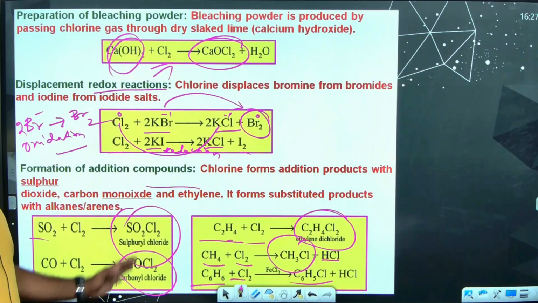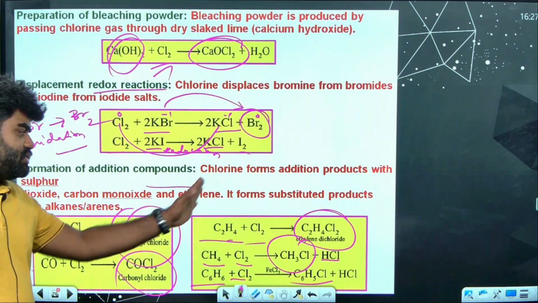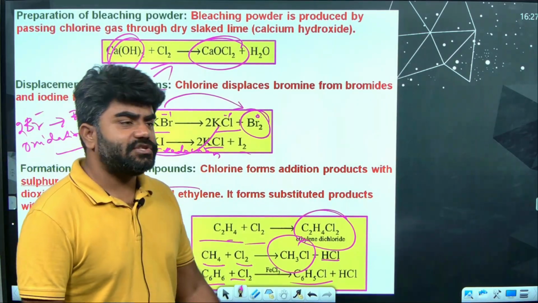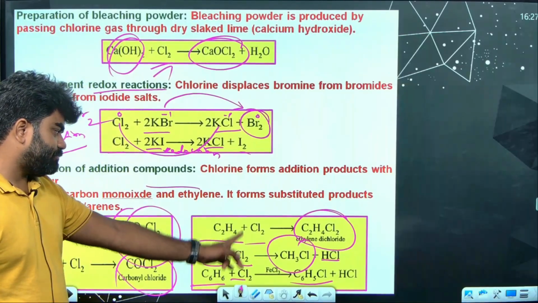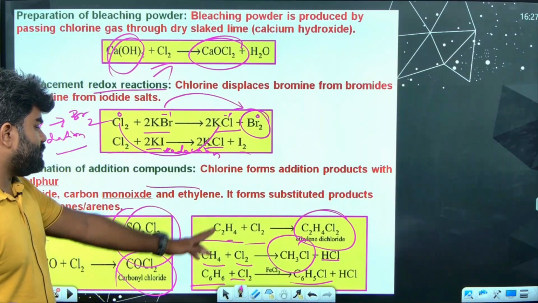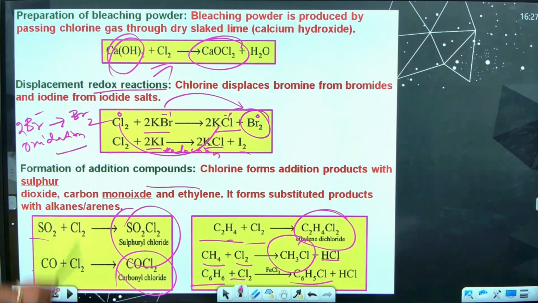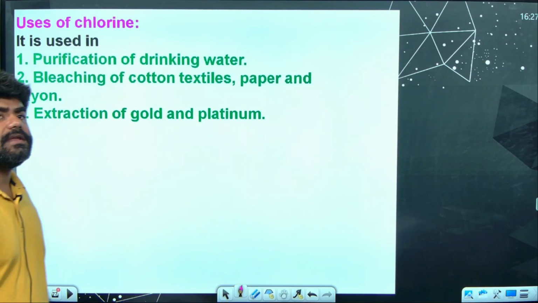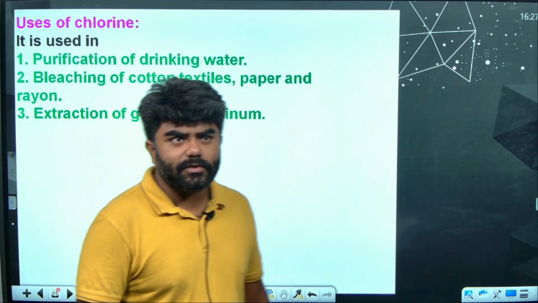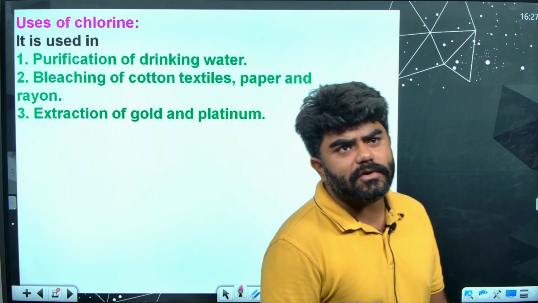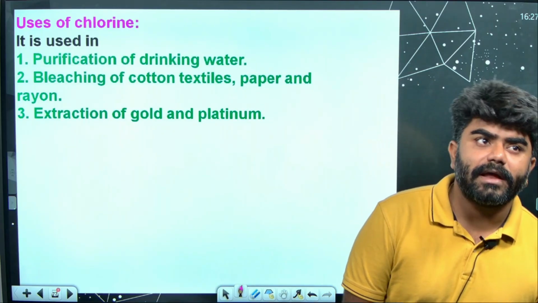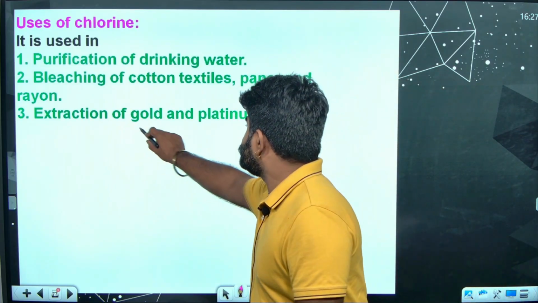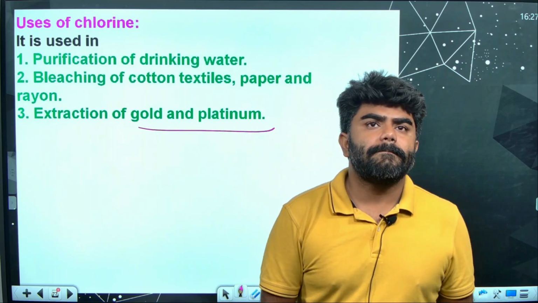So these are some important addition and substitution reactions. These are substitutions, right? This is addition, and this is also addition. Now, looking at the uses of chlorine, it is used in purification of drinking water and also bleaching of cotton textiles, paper and rayon, and it is used in extraction of gold and platinum.